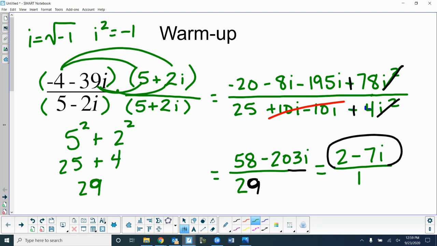Okay, that's probably the more work or more difficult type that you have to do with the division.